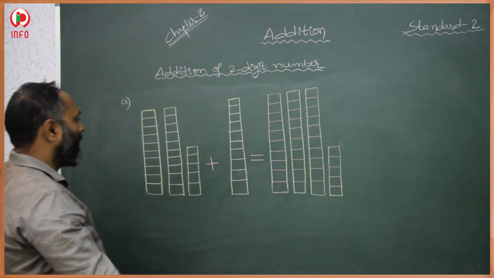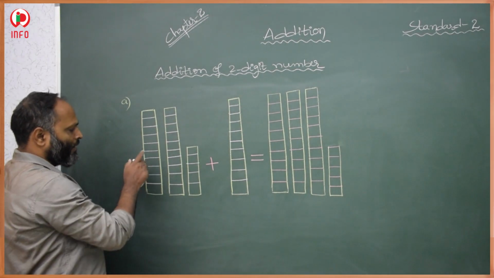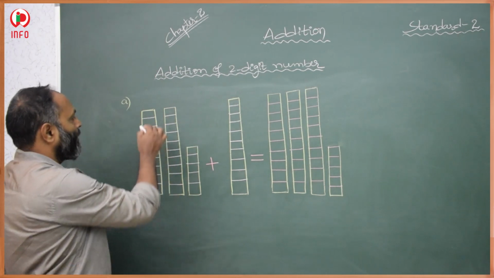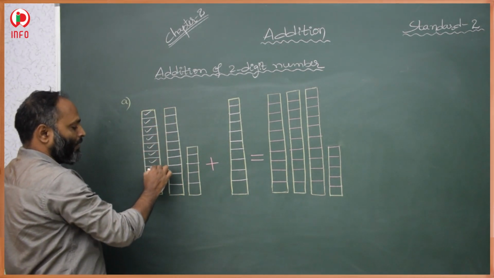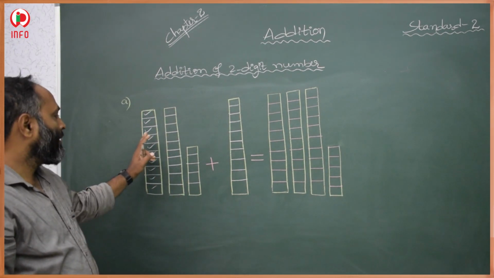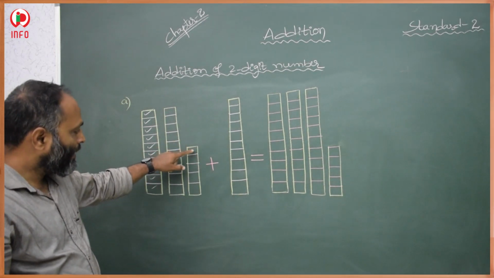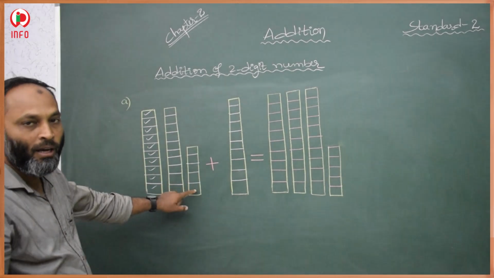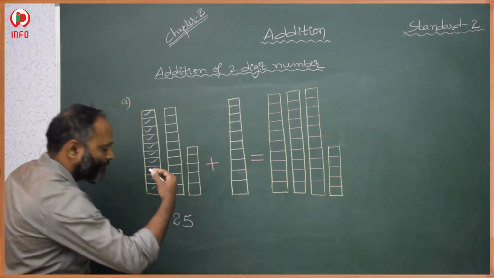So how many blocks were there in the first addend? First you check: 1 and 2. Two complete blocks were there. In one block, how many shells? 1, 2, 3, 4, 5, 6, 7, 8, 9, 10. In the similar way the second also. Then 10 plus 10 is 20. 20, and then 21, 22, 23, 24 and 25. The total of the first addend is 25.